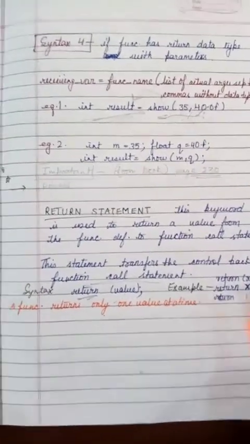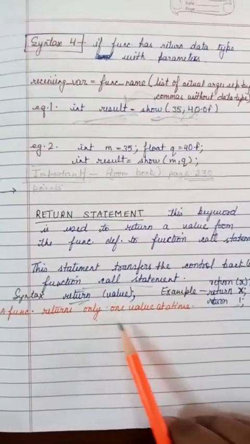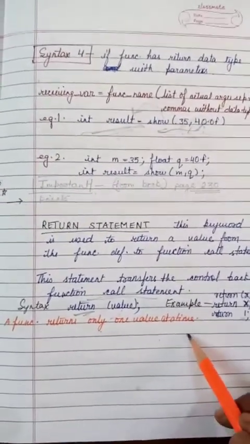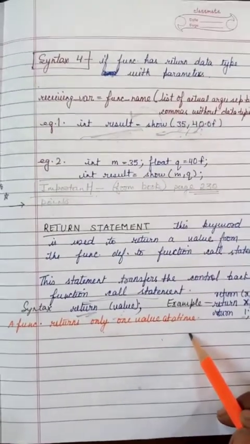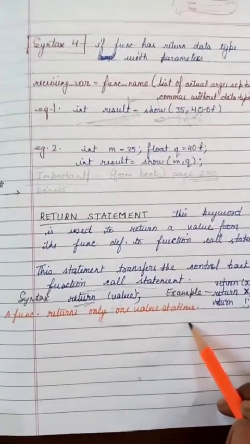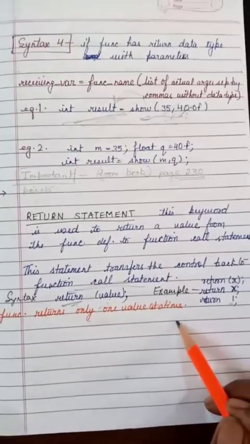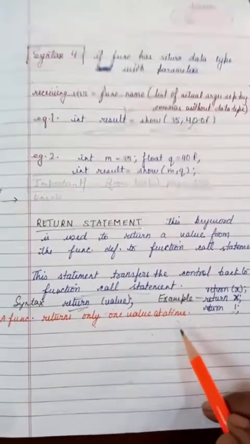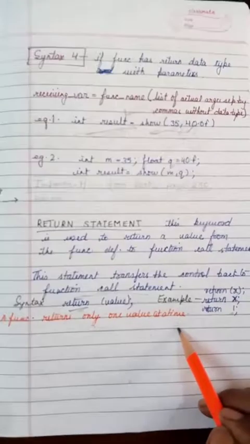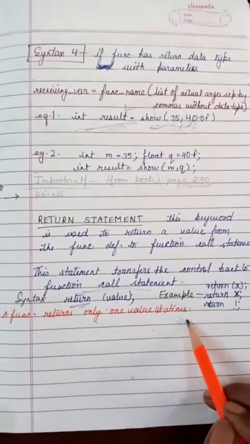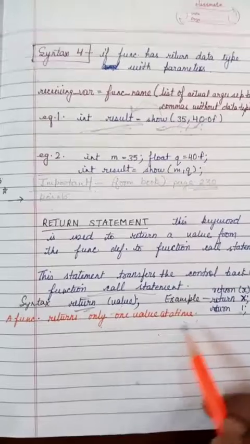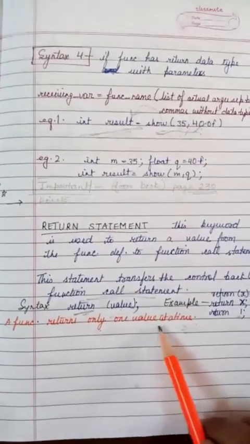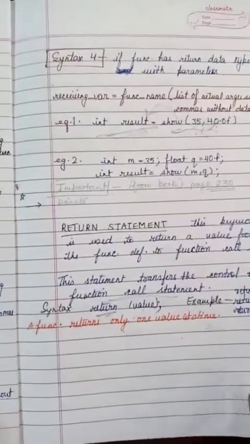And a function can return only one value at a time. You can write many return statements, but as soon as a return statement is encountered, control goes back to the function call statement. So in that case also, only one return statement will be executed. So a function returns only one value at a time.